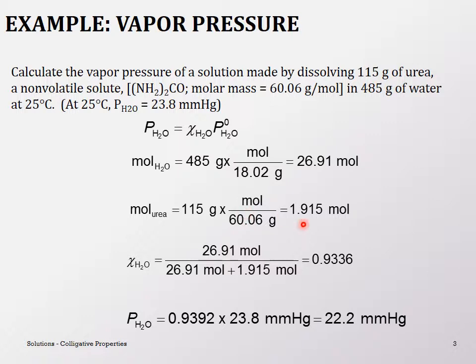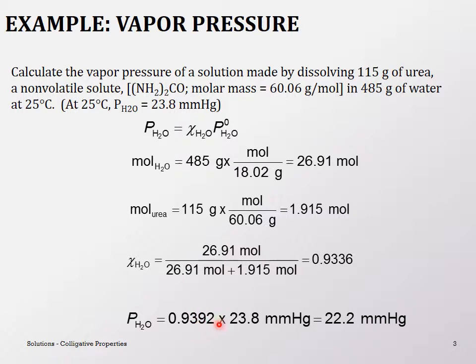So now we're going to take the mole fraction of the water, which is 26.91 moles, divided by the sum of both of the moles, okay, of the solute and the solvent. So now you can see, looking at the mole fraction, that the vapor pressure contributed by water is not 1. 1 would be if it was completely all water, okay? But because it's not 1, it is less than 1. The vapor pressure is also going to be less than what it is supposed to be.